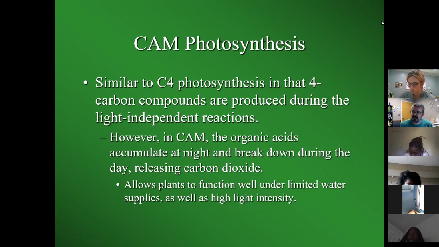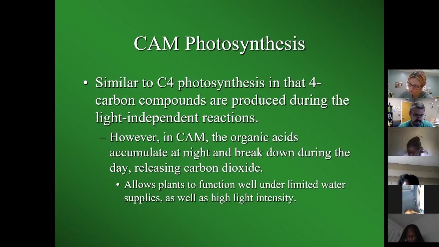So it accumulates its carbon in the form of carbon dioxide at night when it's cooler. When it's opening its stomata, it won't lose as much of its water. And then it does the rest of photosynthesis, actually all the photosynthesis, during the day. It just gets all of its carbon at night and stores it until the day. So they can do very well under very limited water.